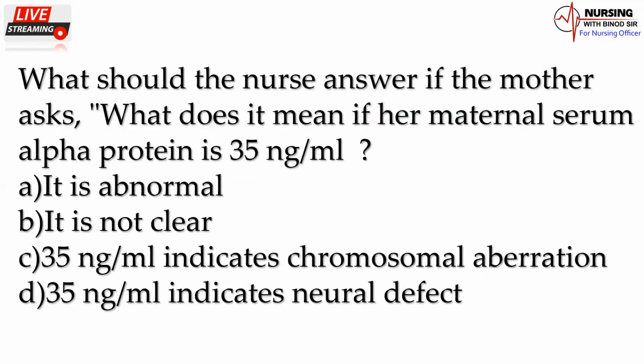What should the nurse answer if the mother asks, what does it mean if her maternal serum alpha protein is 35 nanogram per ml? A option, it is abnormal, it is not clear. B option, 35 nanogram per ml indicates chromosomal aberration. C option, 35 nanogram per ml indicates neural tube defect. So what would be the right answer of this question?